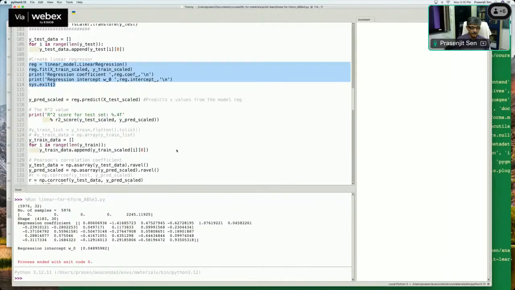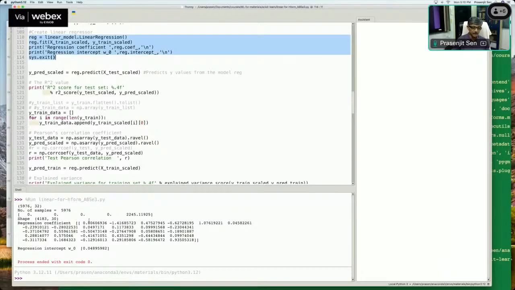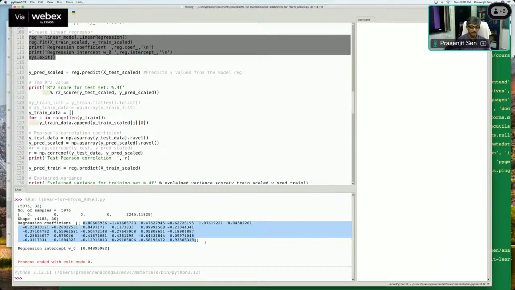And then these are the coefficients. So there were 30 eigenvalues, so 30 features. So you have W1 to W30 here, and the line after this shows the intercept, the W0.